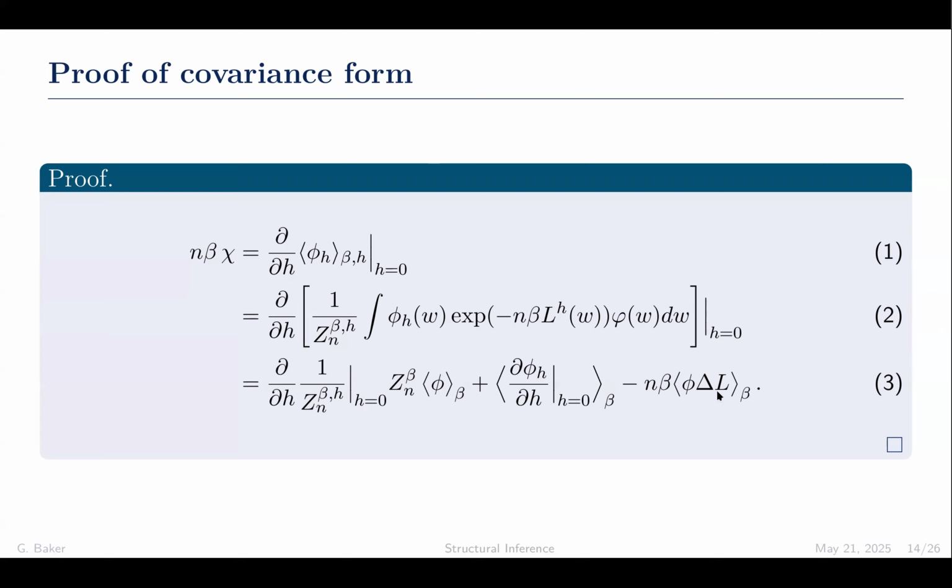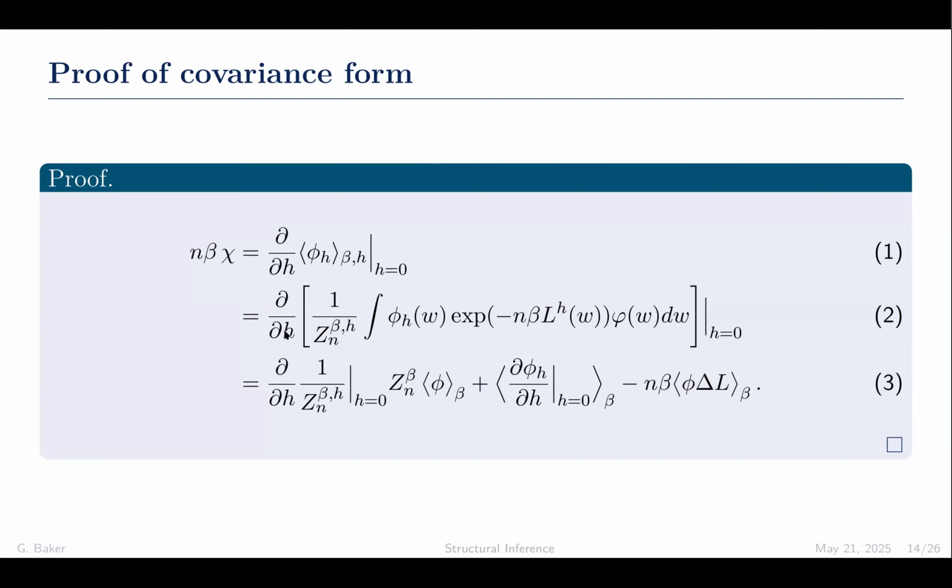phi times the derivative of LH, which is delta L. And we evaluate that at h equals 0, which just ends up being phi. We don't write the 0 because that's sad to write the zeros all the time.